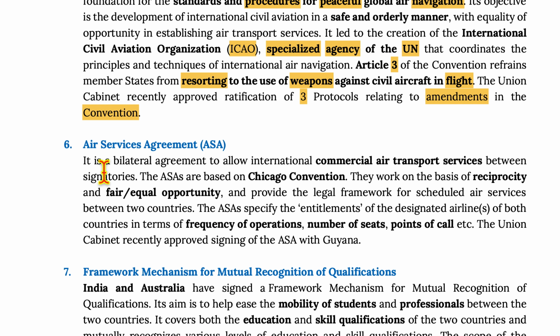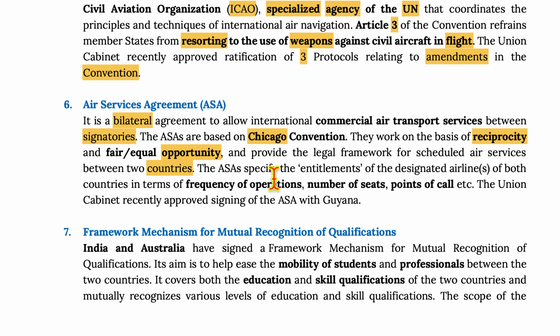Air Services Agreement. It is a bilateral agreement to allow international commercial air transport services between signatories. The Air Services Agreements are based on the Chicago Convention. They work on the basis of reciprocity and fair and equal opportunity, and provide the legal framework for scheduled air services between two countries. The Air Services Agreement specifically specifies the entitlements of the designated airlines of both countries in terms of frequency of operations, number of seats, points of call, etc. The Union Cabinet recently approved signing of the ASA with Guyana.